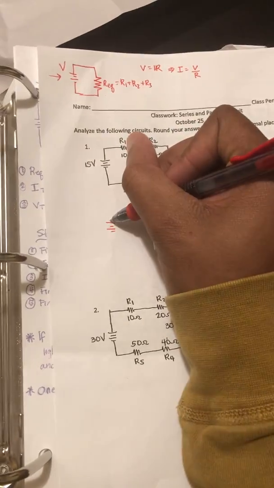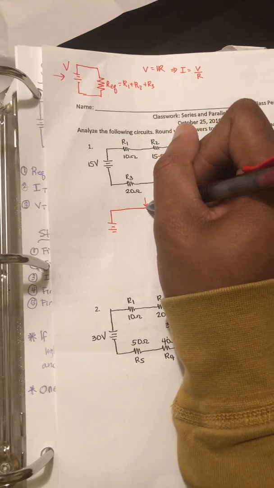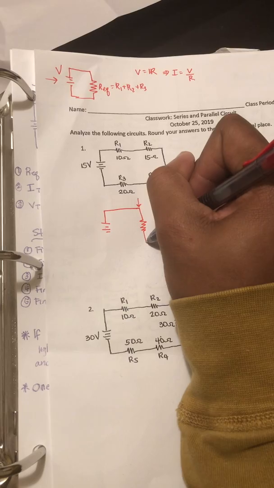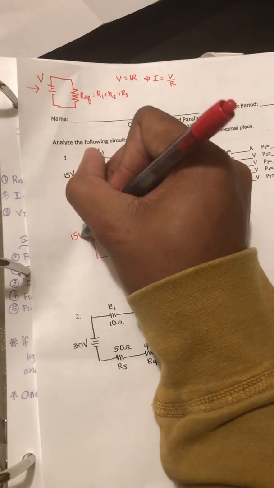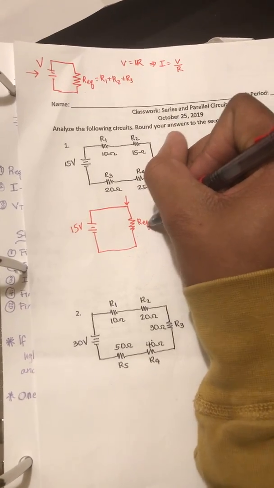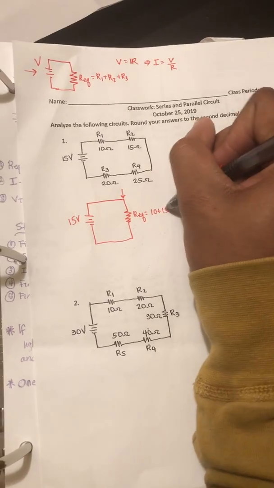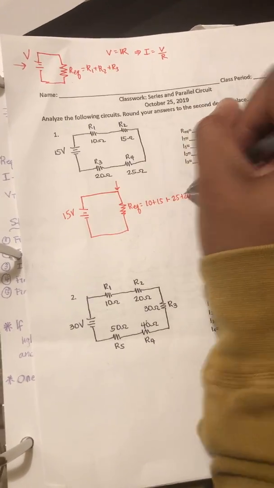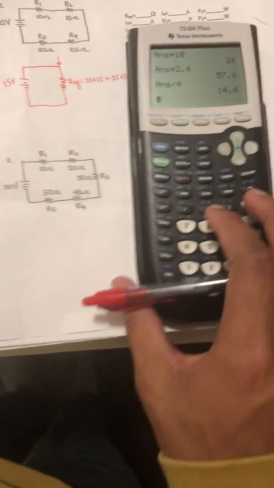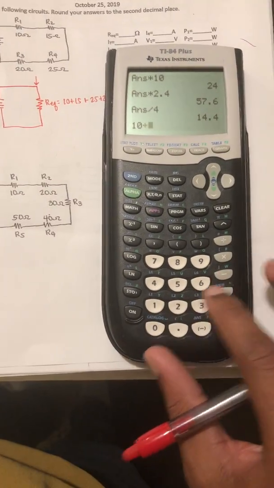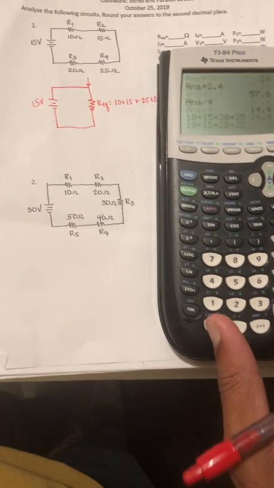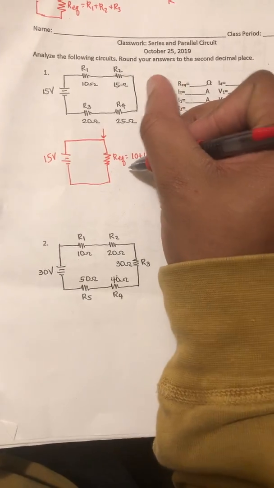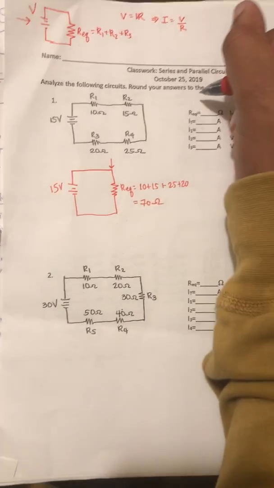So when I find my REQ, I want to redraw my circuit. And then it's going to have one resistor. So 15 volts is my battery. And then REQ will be 10 plus 15 plus 25 plus 20. And let me just use my calculator to show you guys. So 10 plus 15 plus 20 plus 25. So 70 will be my total resistance. So 70 ohms. Let me add that in my chart.